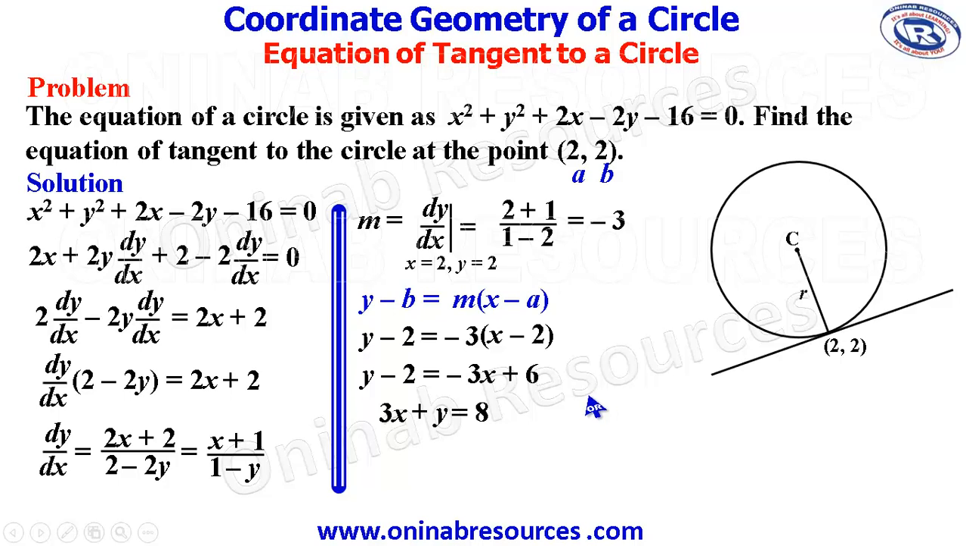We've successfully found the equation of the tangent to the circle x squared plus y squared plus 2x minus 2y minus 16 equals 0 at the point (2, 2) to be 3x plus y equals 8.